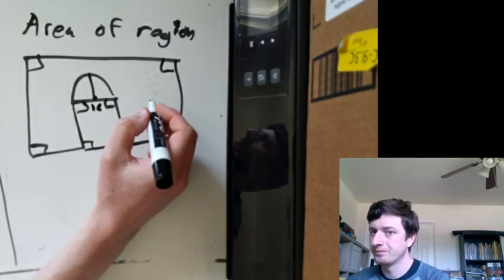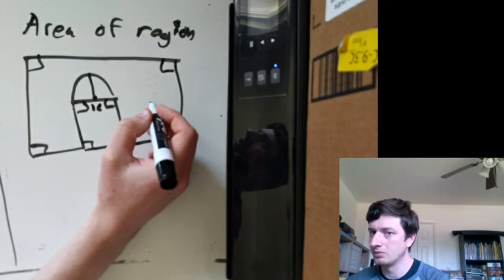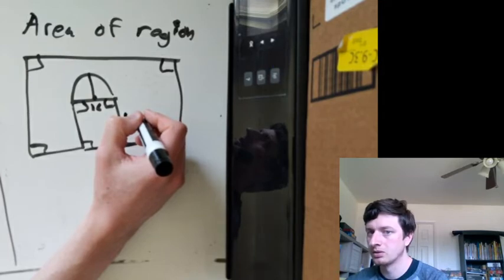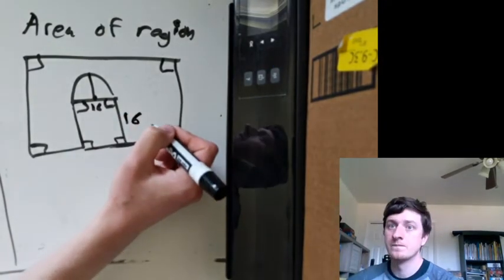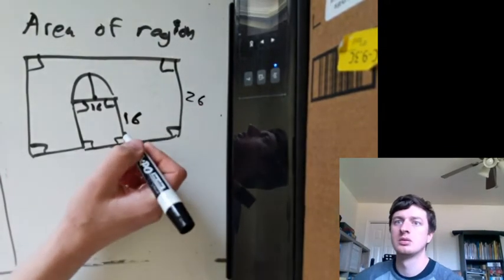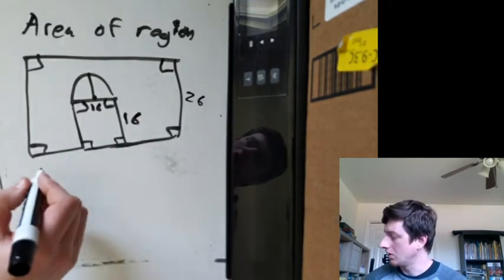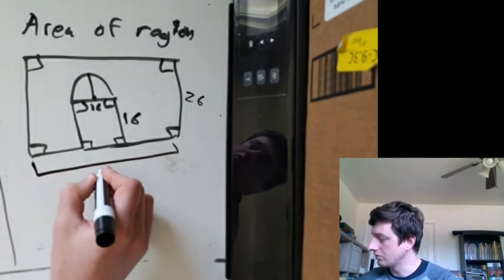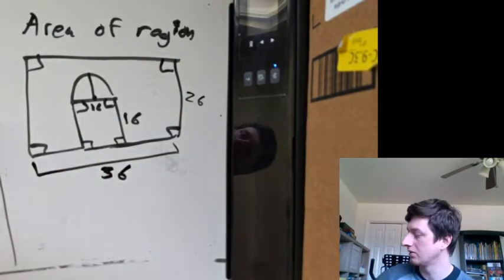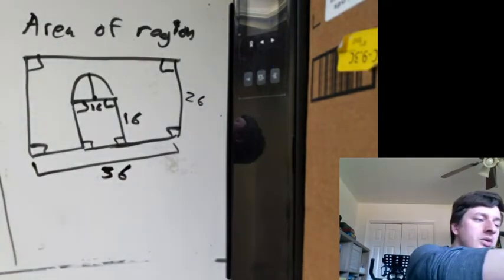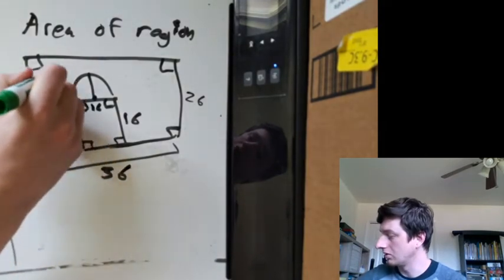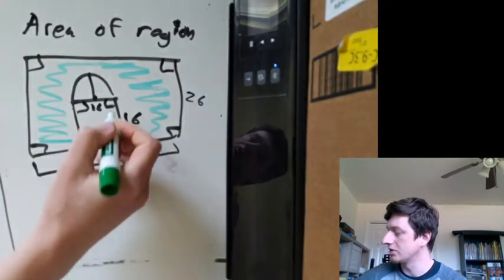This is 16 as well, so that's a square. And then this is 26. Okay, and then this is also 36 across. Okay, so the thing we want to find is how much paint we would need to fill in, and I want a different color. How much paint would we need to paint all that if this is a doorway?